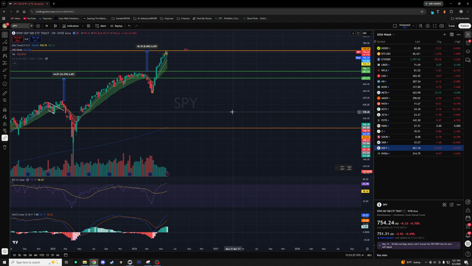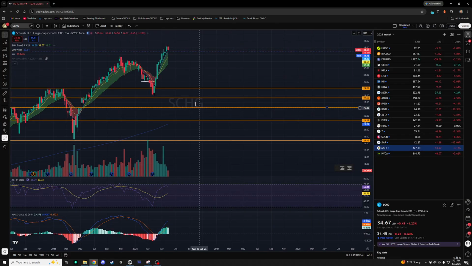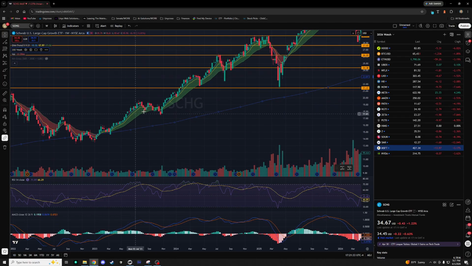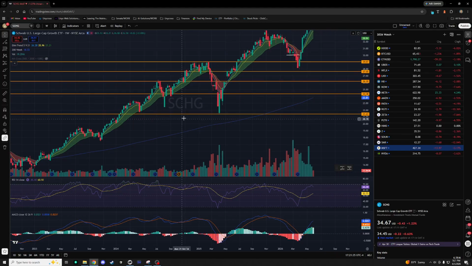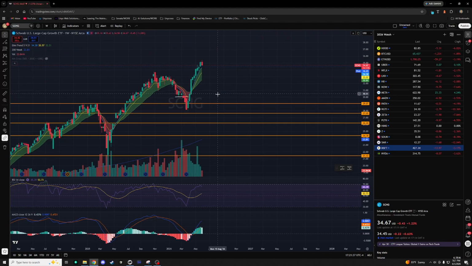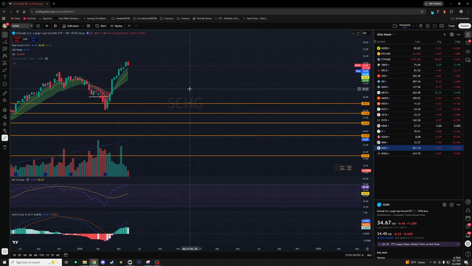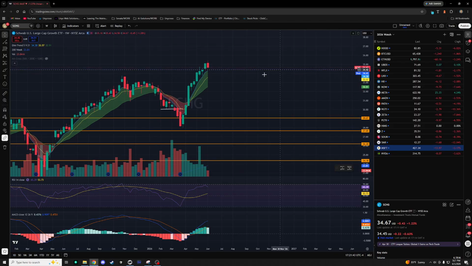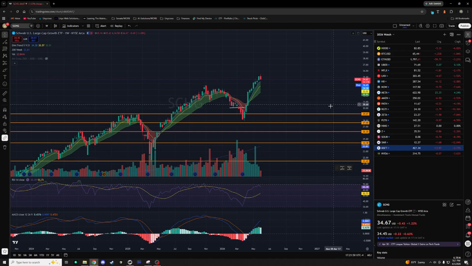So that's SPY. SCHG is another one I like to use. This is growth. Look at it. This is on the weekly time frame, so every candle is a week. You see? And then you're like, oh, I missed all of this, right? This could just be the beginning, to be honest.